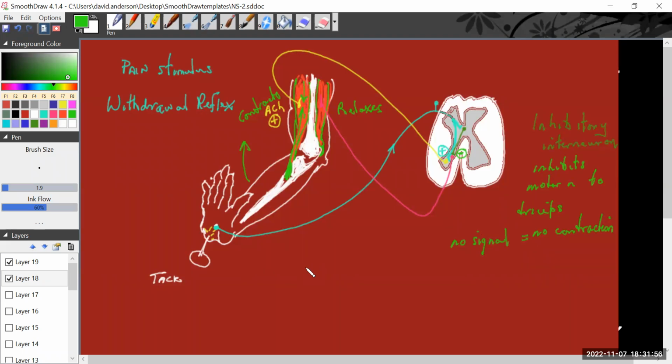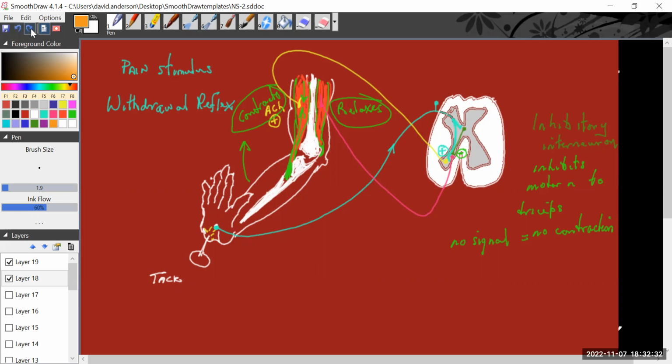If we inhibit the motor neuron to triceps, we get no signal. No signal means no contraction. Does that make sense? Yes. Now, question. I just drew in another interneuron here, which actually I shouldn't do that. Let's just leave it like it is.